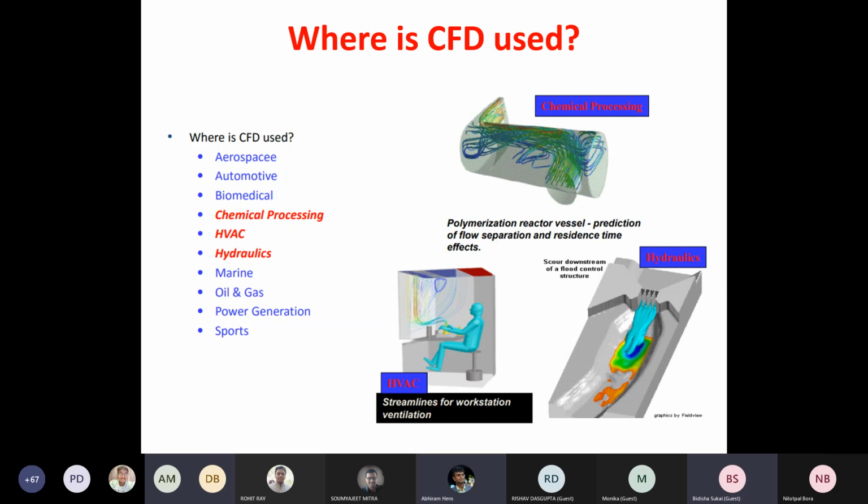Then there are HVAC types of applications, which are nowadays coming up due to the deployment of data centers, etc. Here the question is how to design a proper ventilation system for a particular confined environment. So that thing is taken care of.